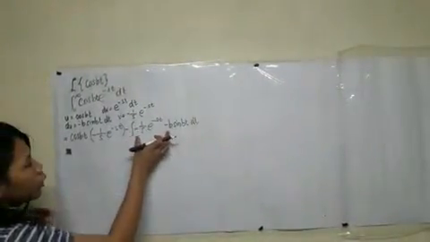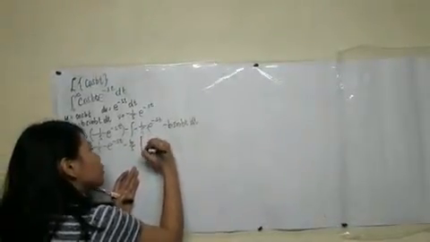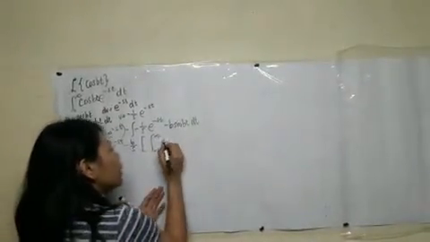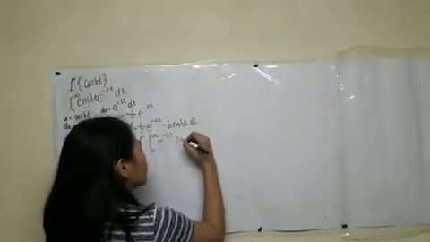Now we can move the coefficient outside the integration. Negative cosine bt 1 over s e raised to negative st. Negative times negative times negative is negative b over s times the integration from 0 to positive infinity of e raised to negative st times sine bt dt.